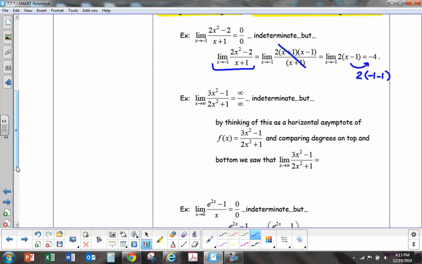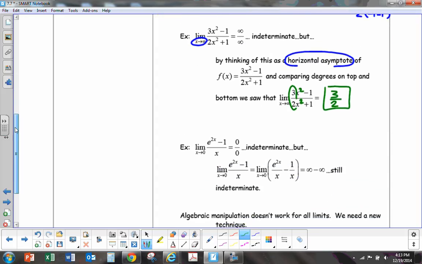We also saw in chapter 1 that if I'm approaching infinity and I just have a rational function, we can think about horizontal asymptotes of the function. So we compare the degree on top and bottom. We see in this case that degree on top is 2, degree on bottom is 2. If the degrees match, that's when we take a ratio of the leading coefficients. So this limit will equal 3/2. So that was a 0 over 0 case first, and then an infinity over infinity case.